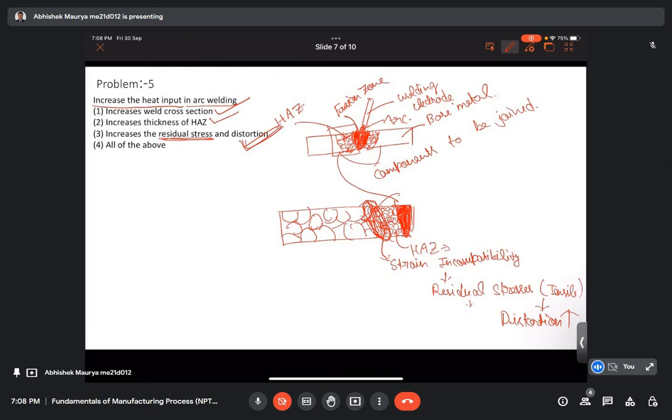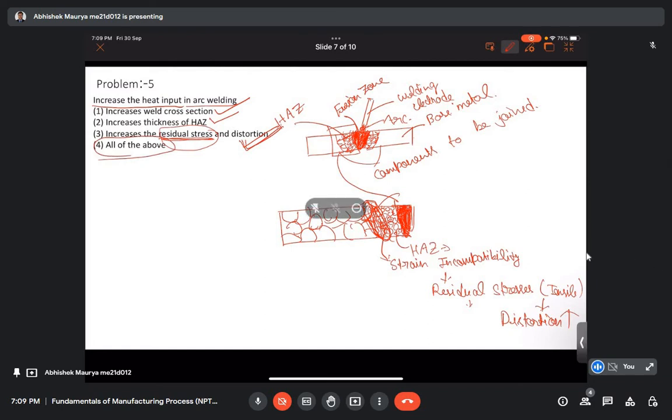Because of the increase in heat input, we are getting a higher melting zone, and we are getting a higher heat affected zone. And because of the higher heat affected zone, there is more area for the formation of residual stress, and we will have more distortion tendency. So the correct answer for this problem is this, all the above.